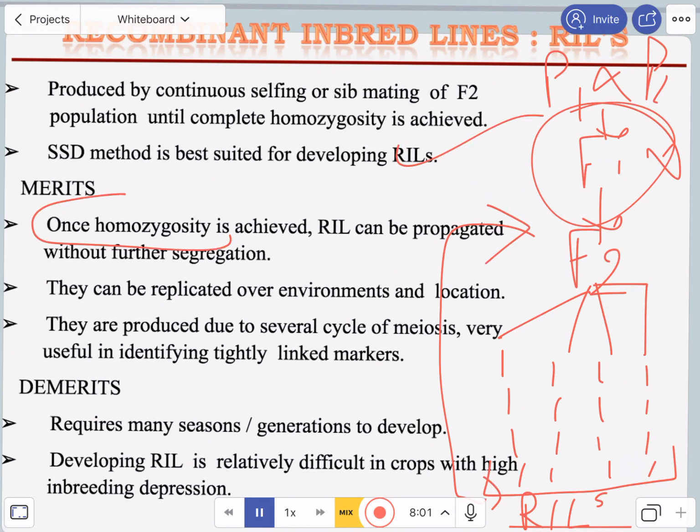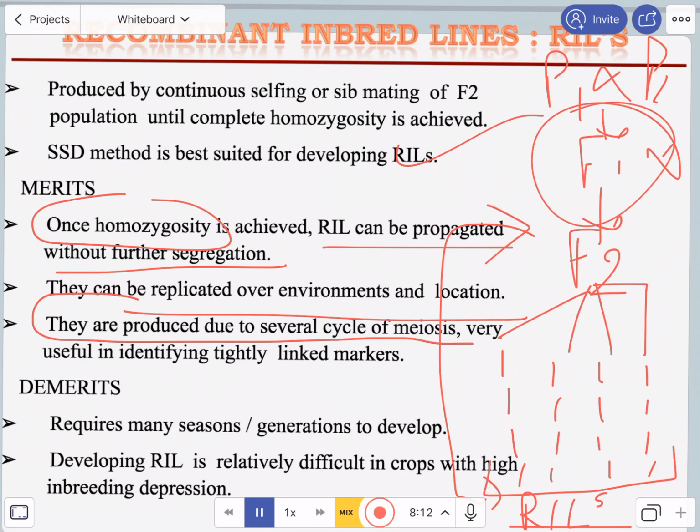Merit: once homozygosity is achieved, RIL can be propagated without further segregation. They can be replicated over environments and locations. They are produced through several cycles of meiosis, very useful in identifying tightly linked markers. Since they can be replicated over environments and locations, this type of population is called a permanent population, because complete homozygosity is achieved. Permanent populations, or eternal populations, or immortal populations.